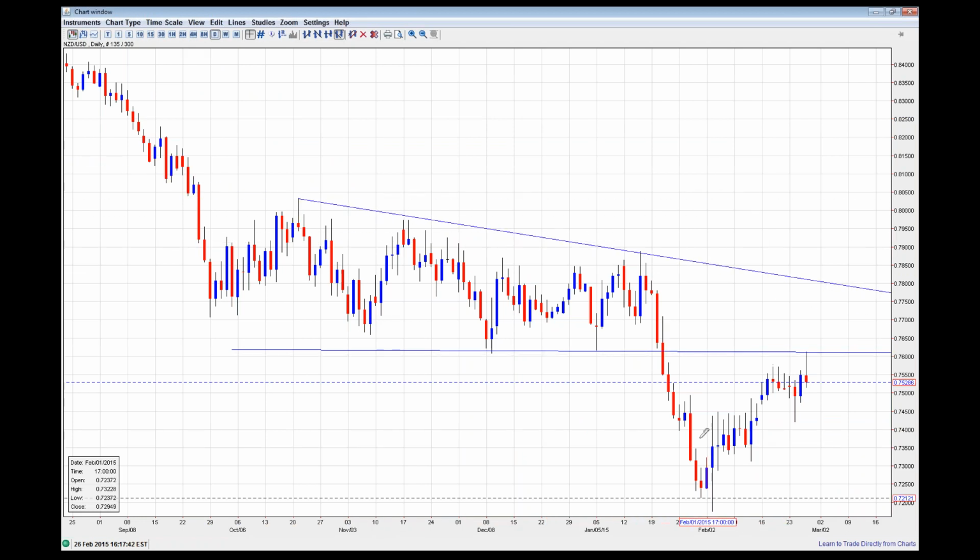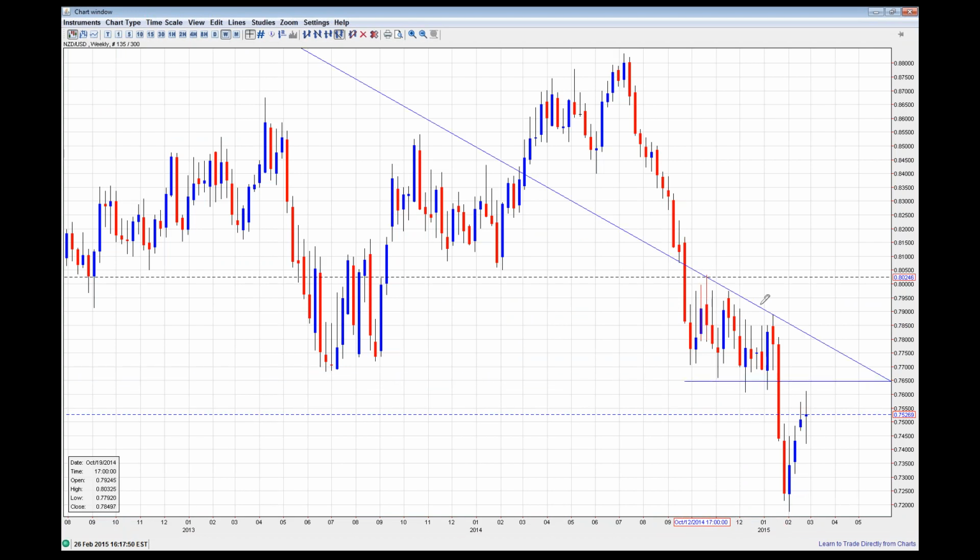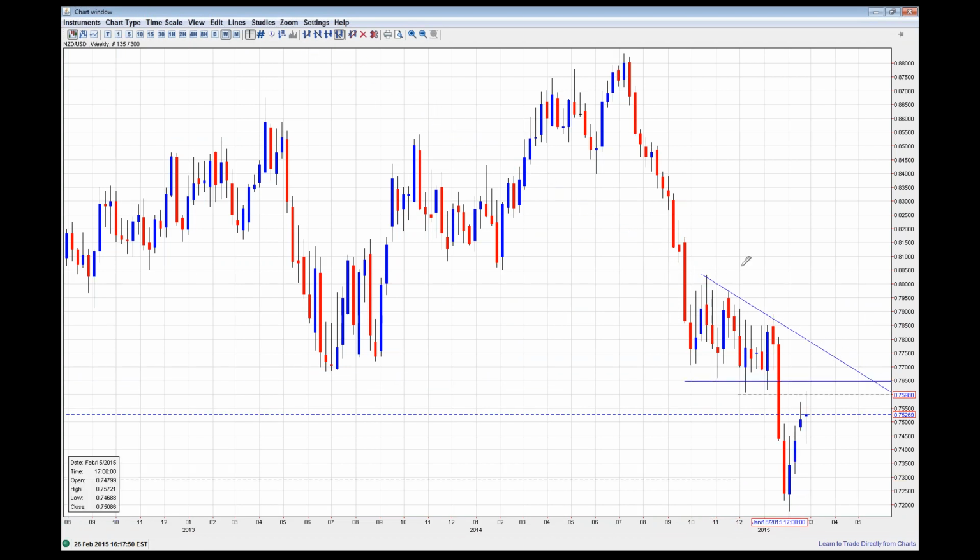And then when it broke down, I wanted to see if there was going to be a continuation move. I'm going to show you on weekly what I was looking at. So basically just think of this as a wedge. And I was curious whether there was going to be a move of a similar magnitude like what we saw this past summer and fall.